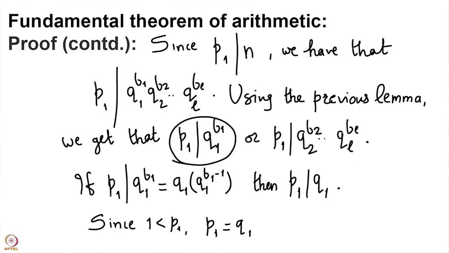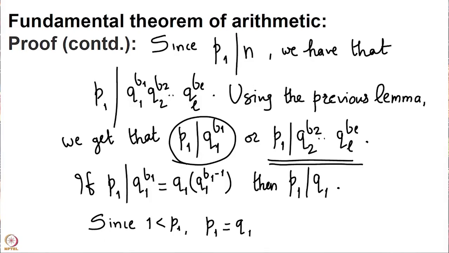We started with the least prime dividing n in the first factorization, that was P1, and we started with the least prime in the second factorization, and in one case we have proved that P1 is equal to Q1. What is the case? The case is this case. In this case we have proved that P1 must be equal to Q1. Now it is quite possible that the other case occurs, that P1 divides Q2 power B2 dot dot dot QL power BL. This can also occur.